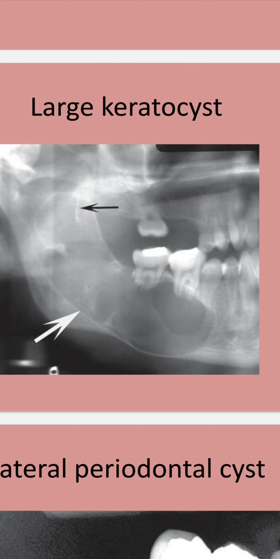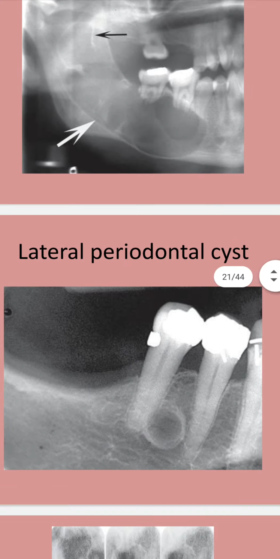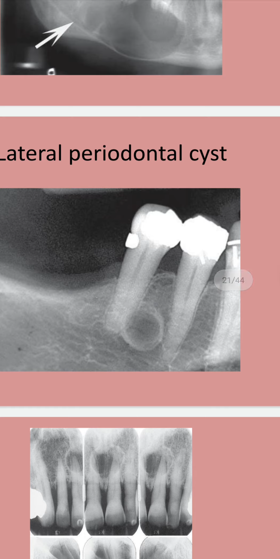Keratocyst, a large cystic lesion located mostly in the posterior mandible, including the angle of the mandible and the ramus of the mandible. It's not associated with root and root apex. It causes resorption of the bone, but the tooth is still vital. This is called keratocyst.